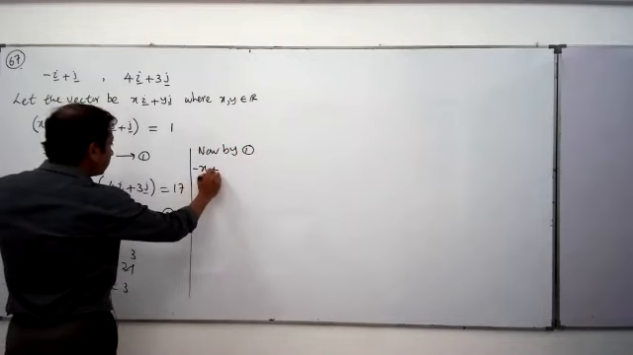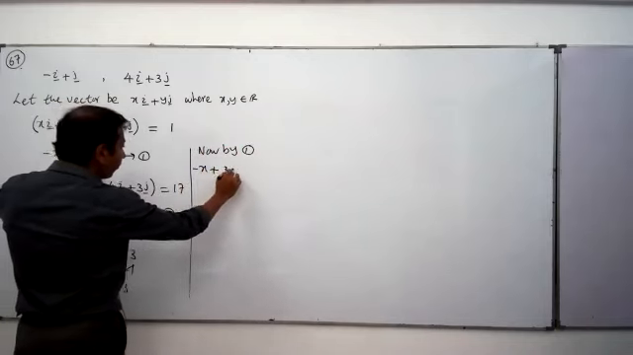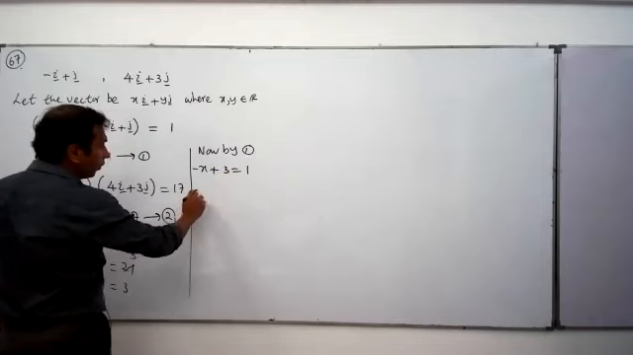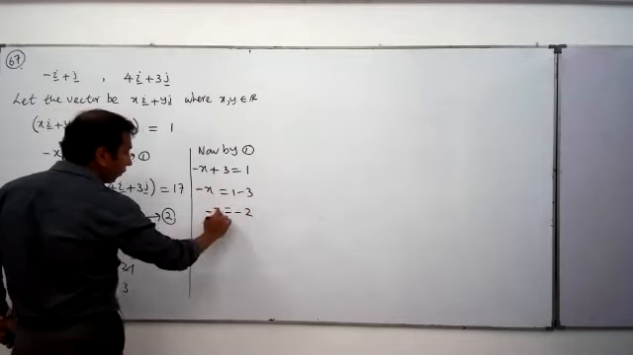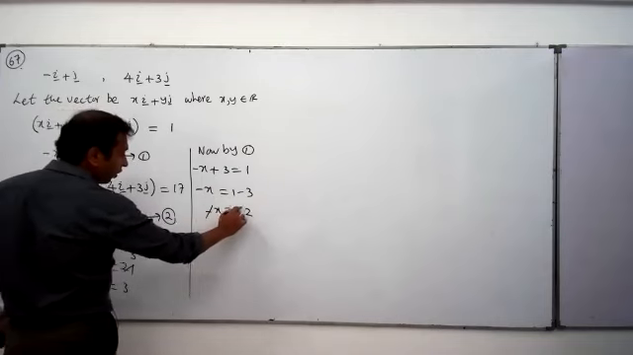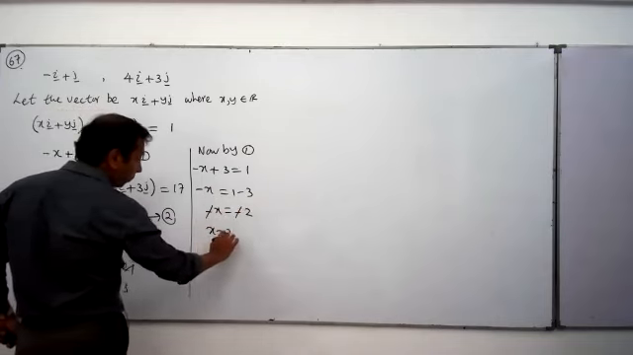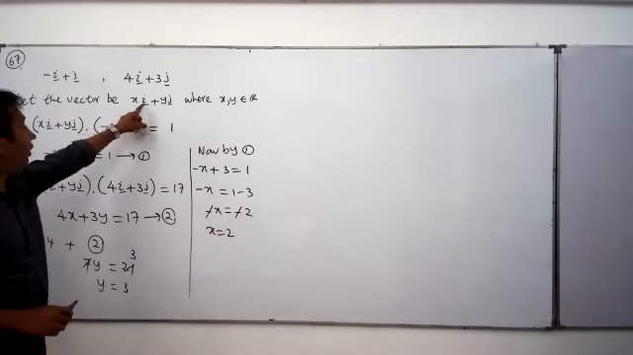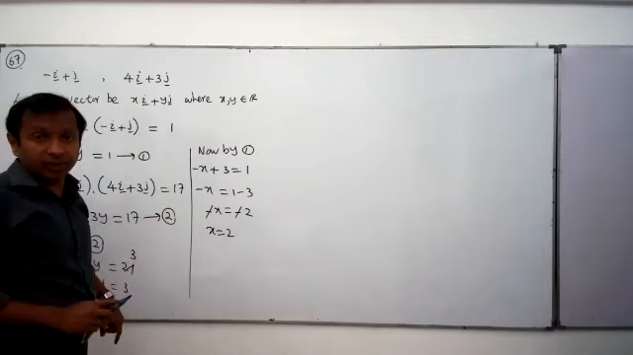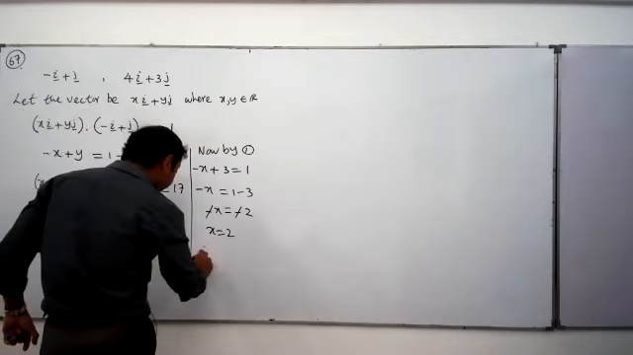Minus 6 plus y is now this 3 equals 1 minus 6, 1 minus 3. This is minus 2. Minus x equals minus 2 means cancelling this minus sign, we get x equals 2. x is 2, y is 3. Then putting that here and here, we can find the required vector.